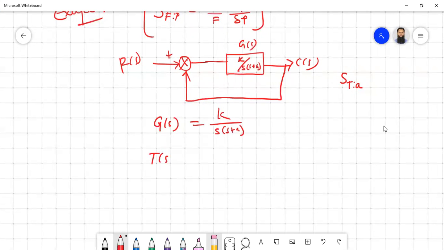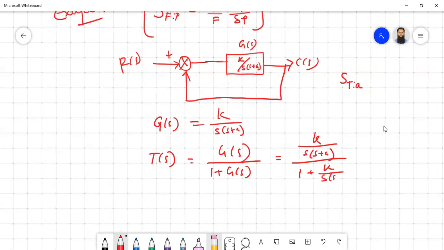So T of S, for a unity feedback system, is G of S by 1 plus G of S, H of S, where H of S is 1. So K by S into S plus A, by 1 plus K by S into S plus A. The denominator S into S plus A will get canceled out. After simplification, K by S square plus A S plus K.